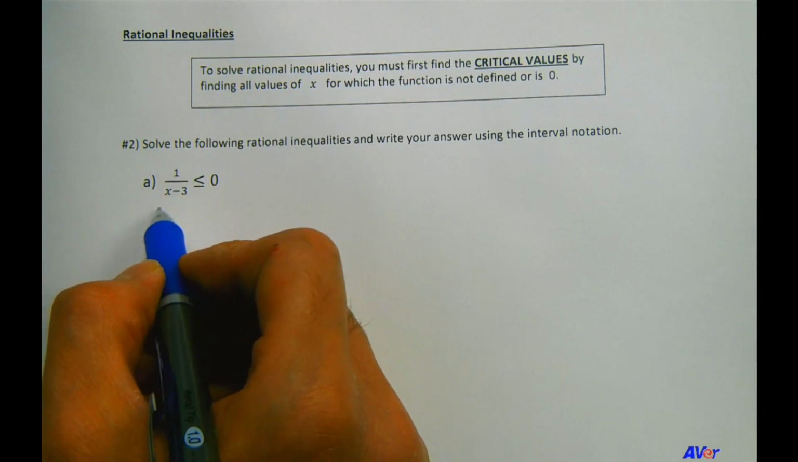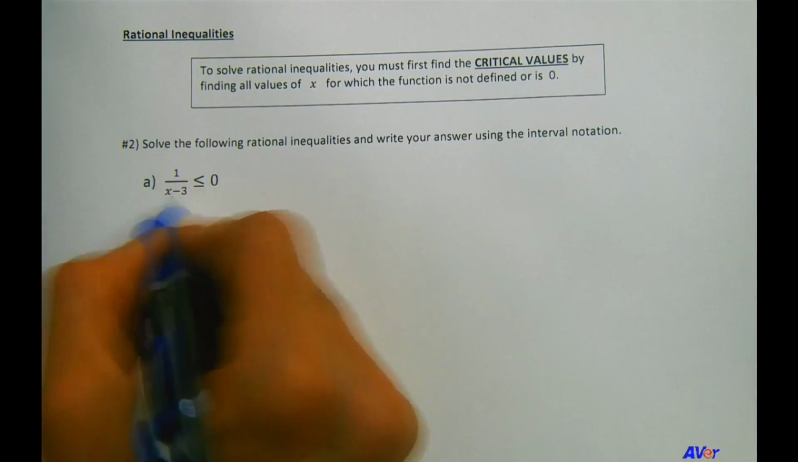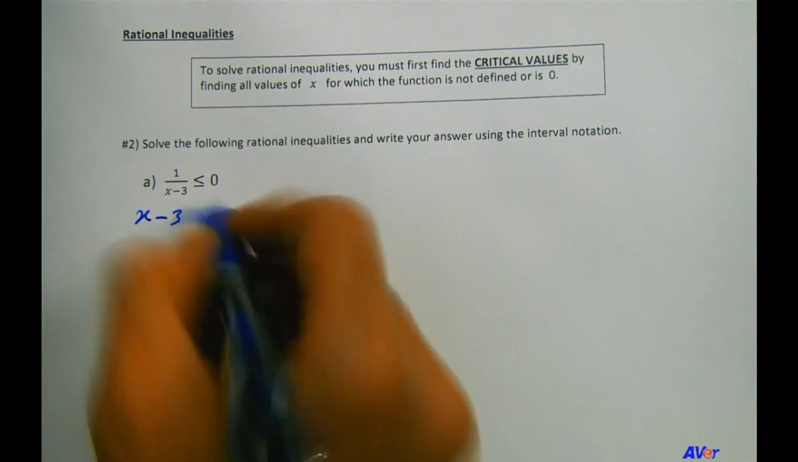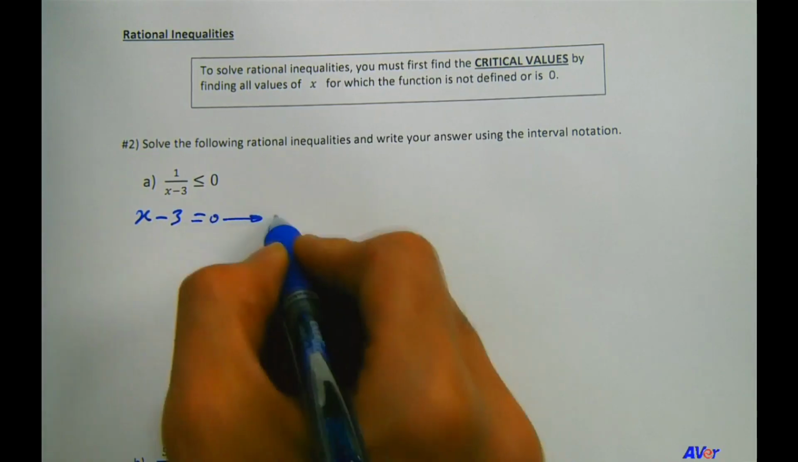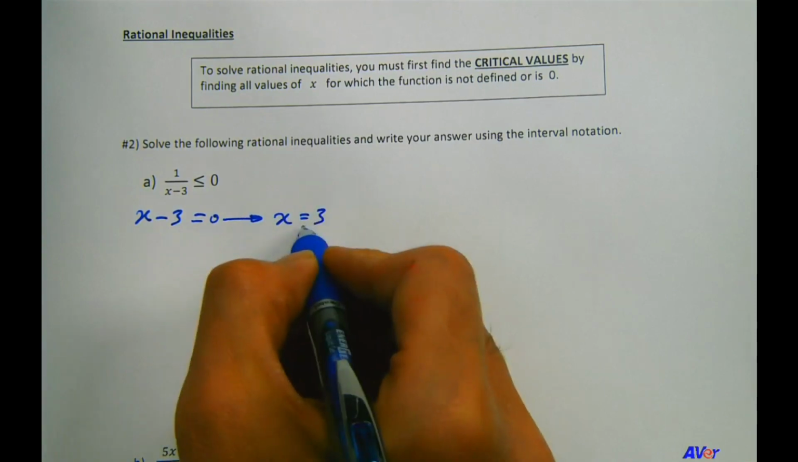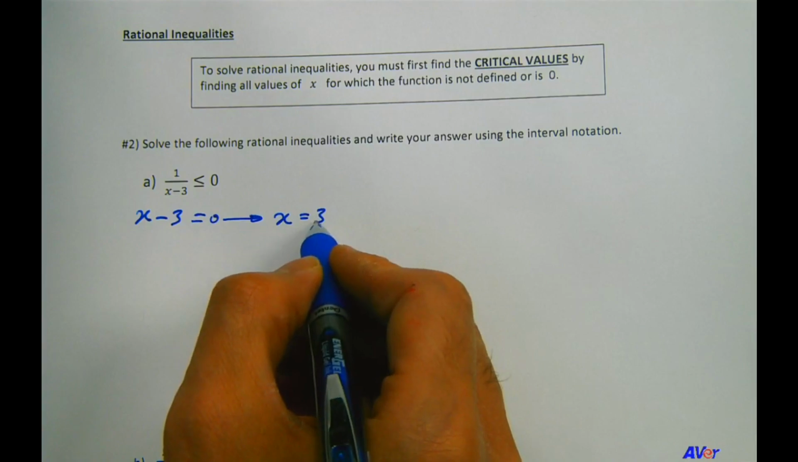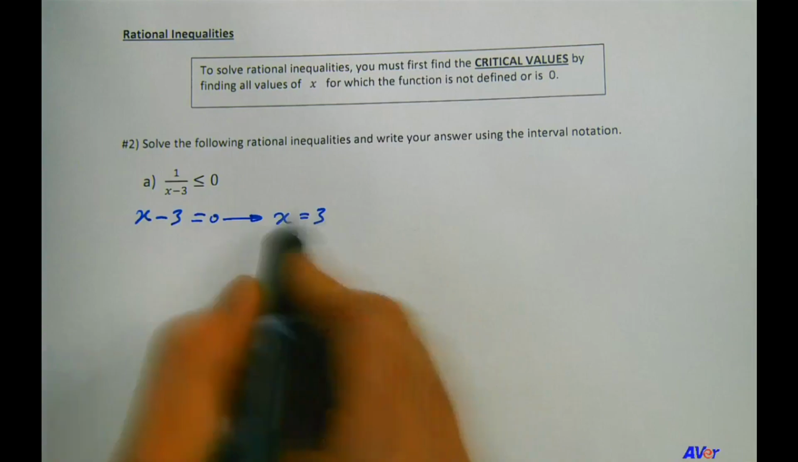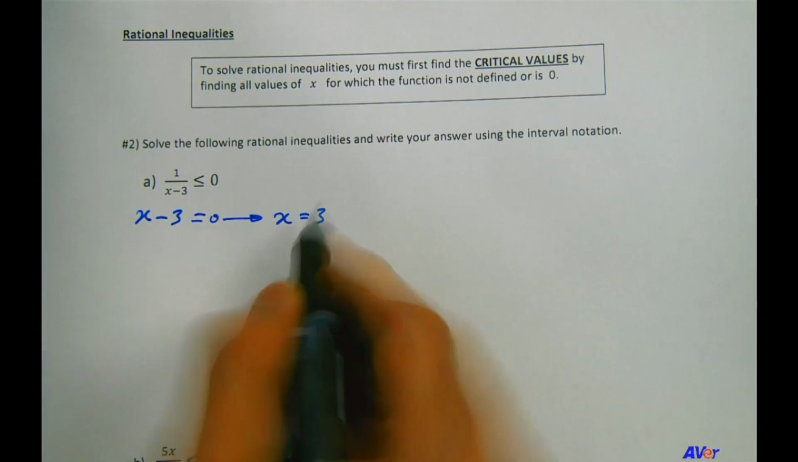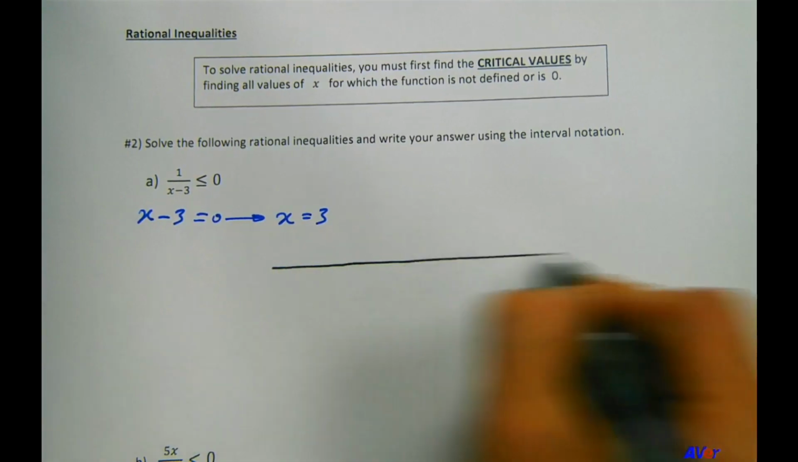So what else then do we have to look for? Look for any critical values that would make the denominator equal to 0, and that's easy to find, right? X minus 3 equals 0, so x equals 3. So that's a critical boundary solution, okay? All right, so that means our final solution cannot include that because it's making the denominator 0. So let's draw the graph here.